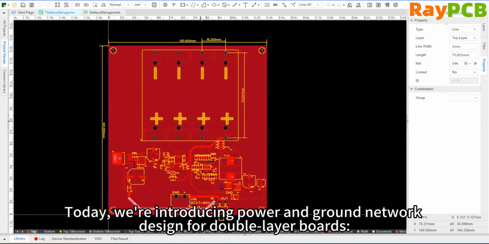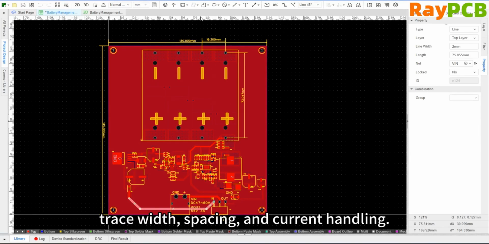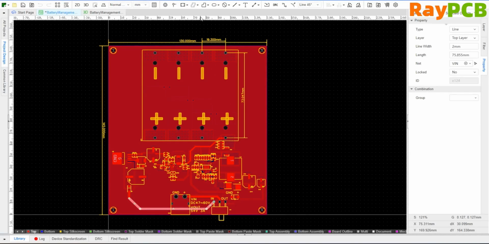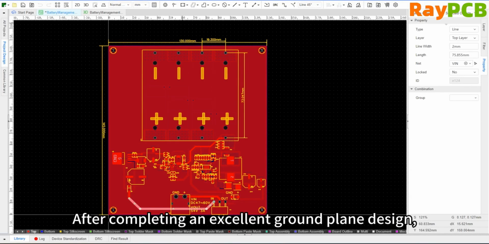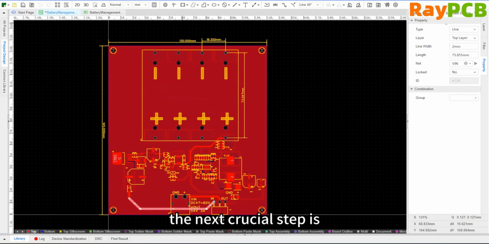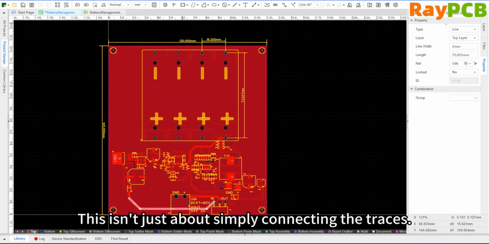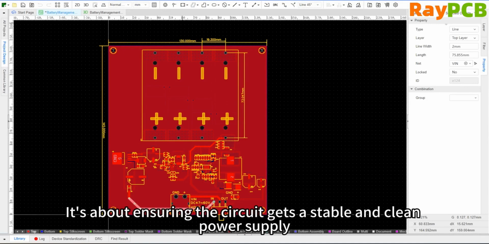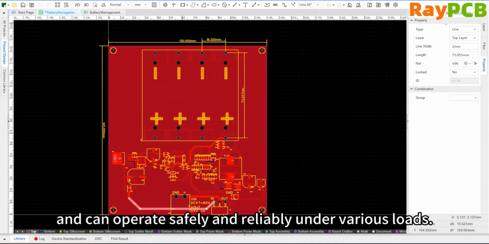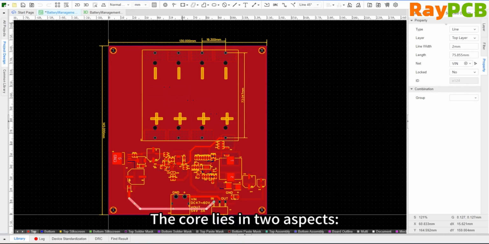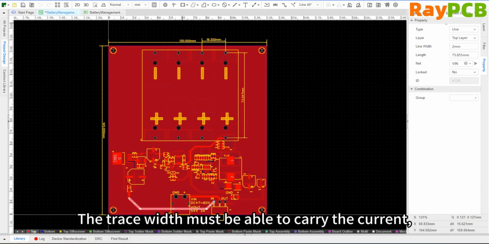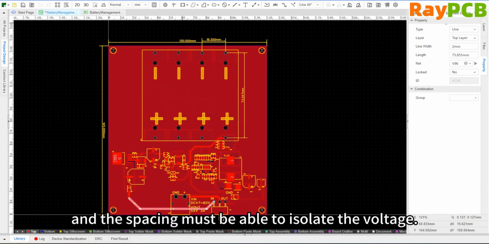Today we will introduce the design of power and ground networks on double layer boards, including trace width, spacing and current handling. After completing an excellent ground plane design, the next key step is to properly handle the power and ground networks. This is not just about simply connecting the traces, but about ensuring that the circuit receives a stable and clean power supply and can operate safely and reliably under various loads. The core lies in two aspects. The trace width must be able to carry the current, and the spacing must be able to isolate the voltage.